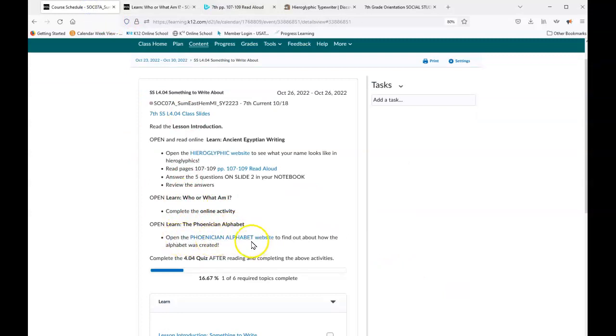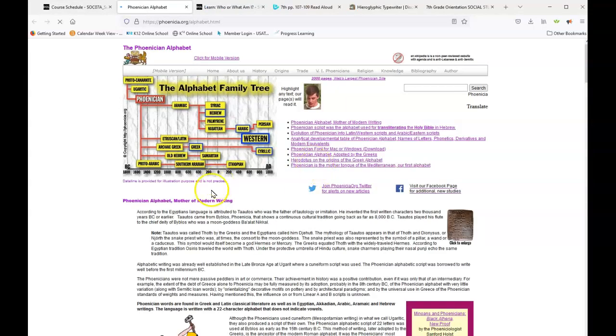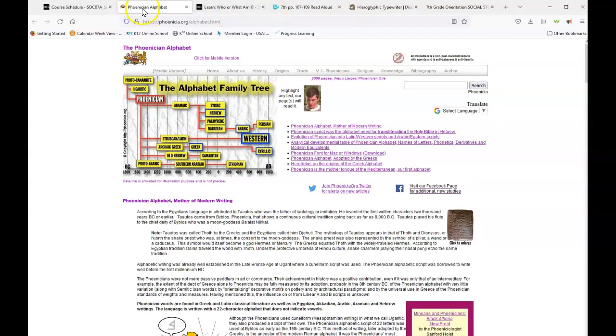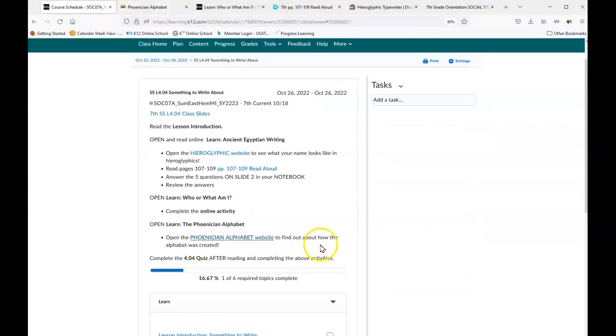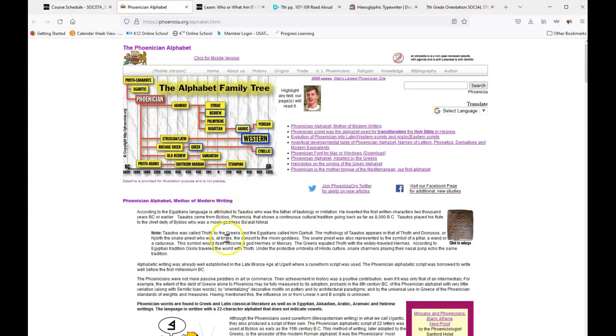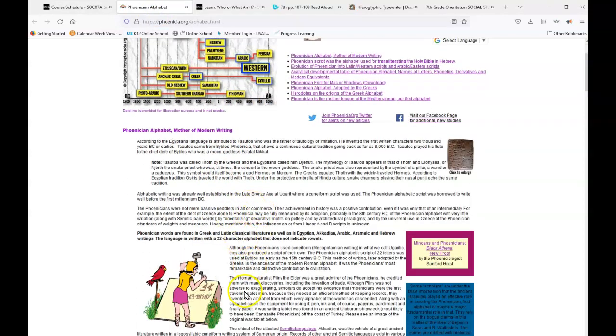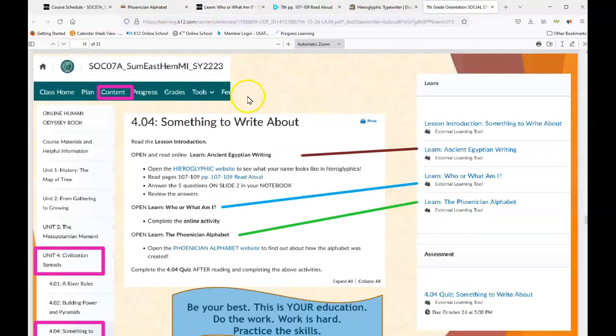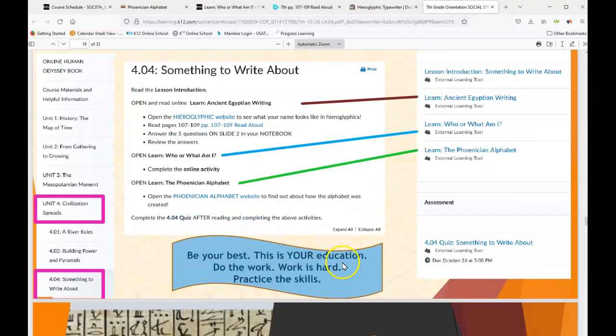And then open the Phoenician alphabet website. All right, let's open that. Oh, goodness. And find out about how our alphabet, this is the Phoenician alphabet, is our alphabet. How did that happen? Okay, right here. Here's the slide.